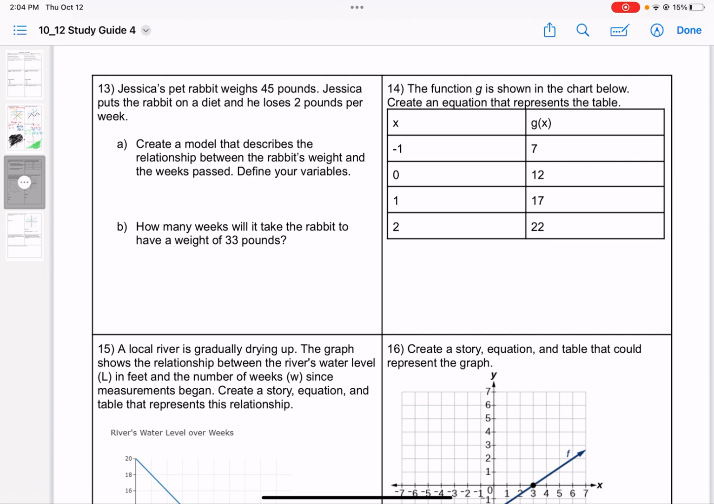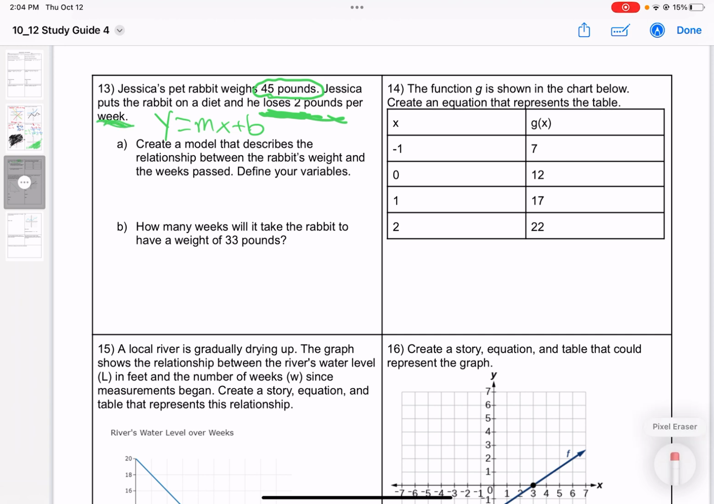Jessica's pet rabbit weighs 45 pounds. Jessica puts the rabbit on a diet and he loses 2 pounds per week. So create a model that describes the relationship between the rabbit's weight in the weeks past. Define your variables. Well, the rabbit is losing the same amount each week, so I know this is a linear function. And linear functions are y equals mx plus b, where b is the beginning, right? This rabbit began at 45 pounds, and it's losing 2 pounds per week.